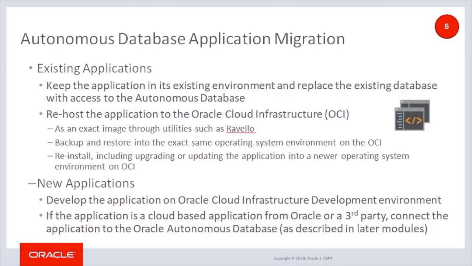Rehosting the application may be straightforward or may require substantial reconfiguration. Oracle provides tools such as Ravello to assist in these migrations. If the application using the Autonomous database is a new application, then it is highly desirable to also develop the application on the Oracle Cloud Infrastructure development environment, which will benefit from a robust infrastructure offering and close connectivity to the Autonomous database.